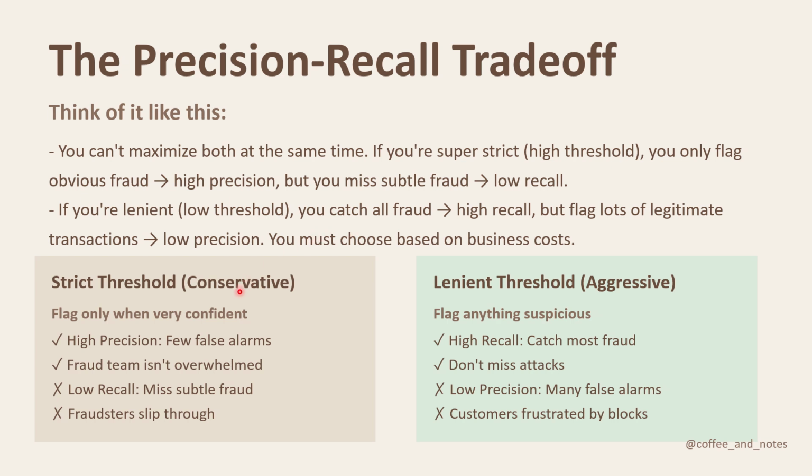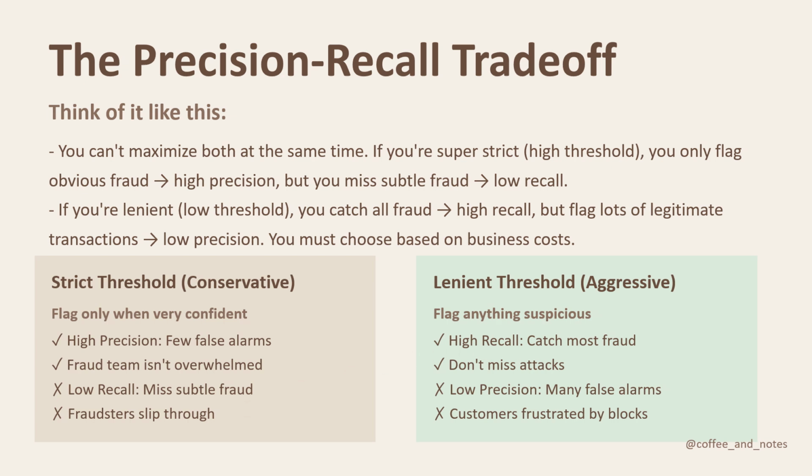Strict threshold. This is the conservative approach. You only flag the most obvious fraud. Result: higher precision, few false alarms. Your fraud team doesn't get overwhelmed. But low recall, you miss subtle fraud. Fraudsters who are a bit clever slip through.